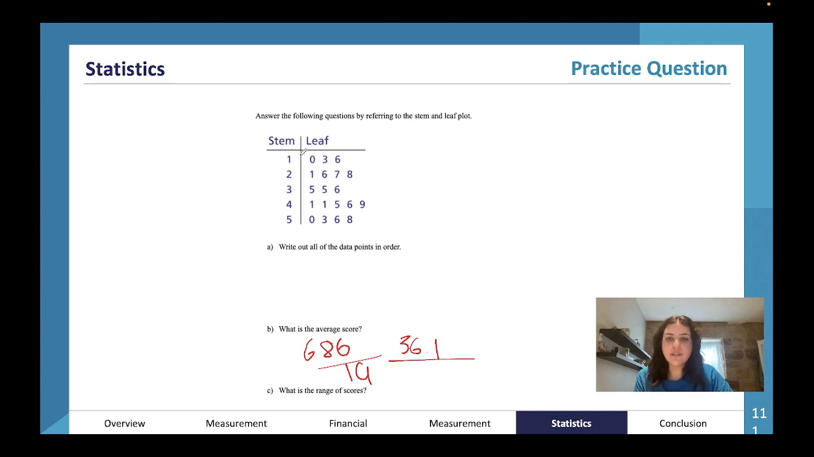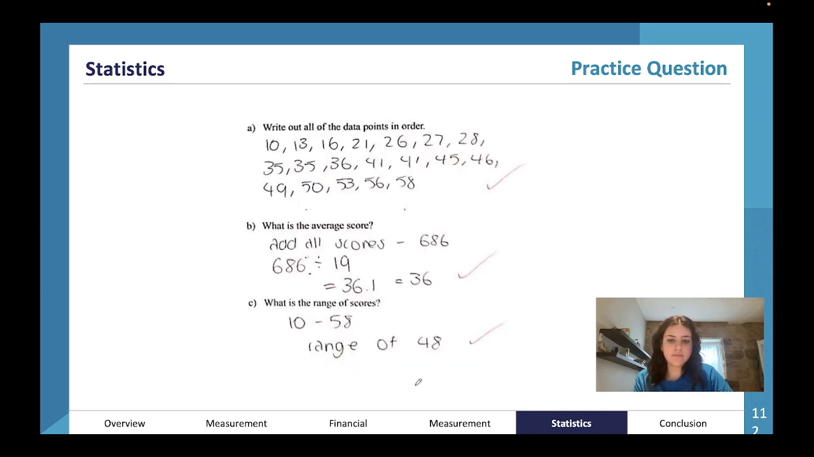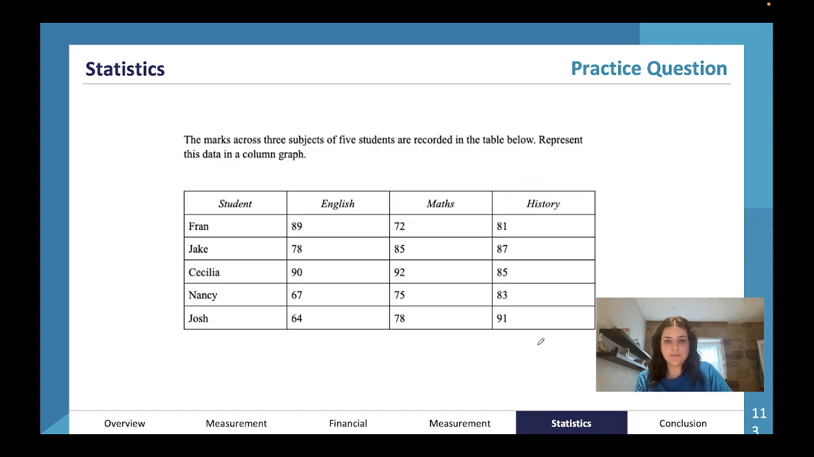The range of scores is the highest score minus the lowest score. So 58 minus 10, we have a range of 48. And we can see this was our data points written out in order, 36.1 and a range of 48.